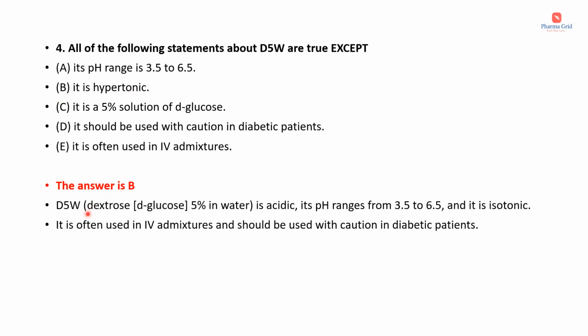This dextrose 5%, that is D-glucose 5% in water, is acidic. Its pH ranges from 3.5 to 6.5 and it is isotonic. It is often used in IV admixtures and should be used with caution in diabetic patients.